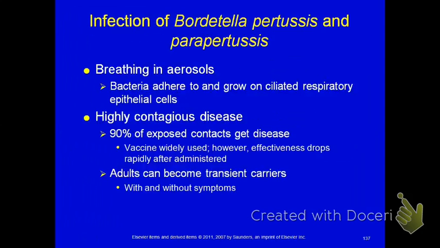How do you get whooping cough? By breathing in aerosols that have been contaminated with Bordetella. Bacteria adhere to the cilia in respiratory epithelial cells, and they are highly contagious. 90% of exposed contacts get the disease. So that's the reason why you have to have a vaccine. DPT, remember? Diphtheria, pertussis, and tetanus.